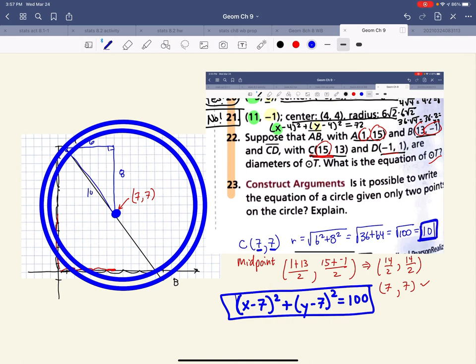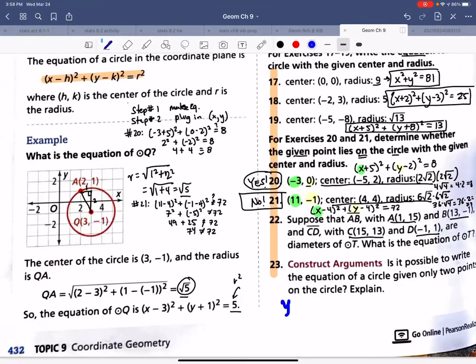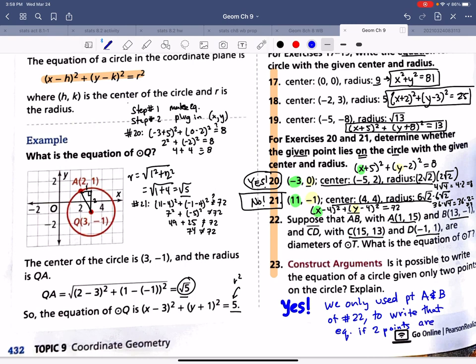Last one, 23. Is it possible to write an equation of a circle given only 2 points on a circle? Absolutely. No, yes, I just did that. So number 23, if you want to write that back on here, if you've got some room, it's like, yes, we only used points A and B on number 22 to write the equation of that circle. So it is helpful if the 2 points are ends of the diameter, ends of a diameter.